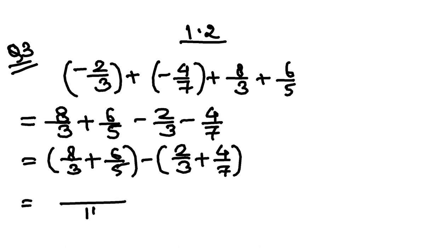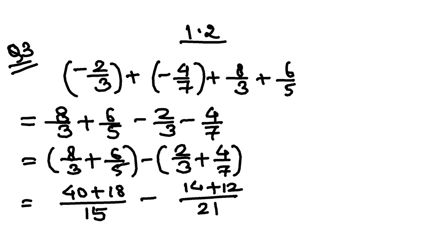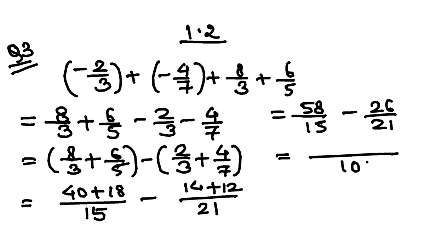3 and 5 LCM is 15. We'll have 40 plus 18, minus, here LCM is 21. You'll have 14 plus 12. Alright, so this will give you 58 by 15 minus 26 by 21. Now 15 and 21 LCM is 105. This calculation obviously you can do. This will give you 406 minus 130, and the final answer will be 276 by 105.